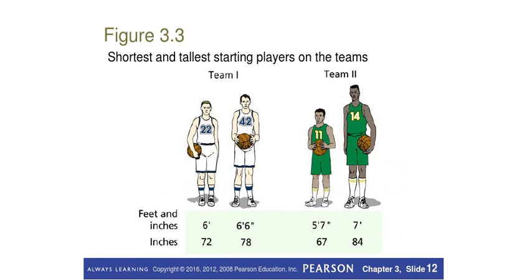And one way to tell variation immediately is to use what we call the range, and that is, let's look at the highest and the lowest. In the first team, the highest was 78, the lowest 72. The difference is 6 inches, whereas in the second team, the highest is 84 and the lowest is 67. That's a difference of 17 inches.